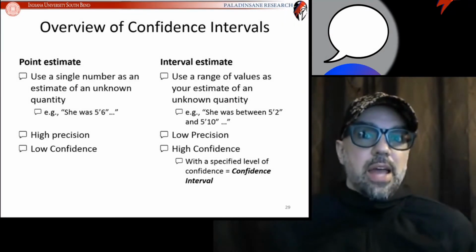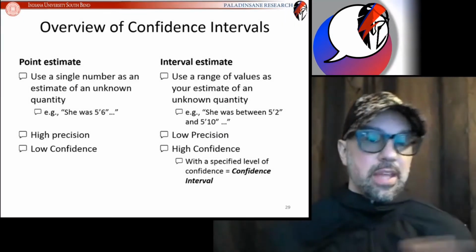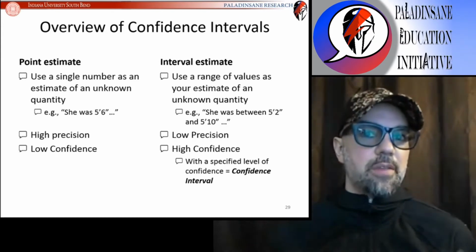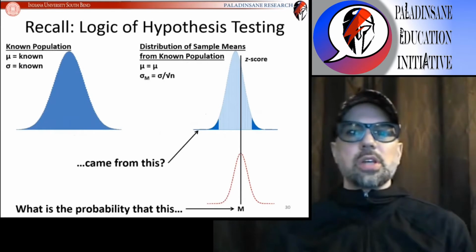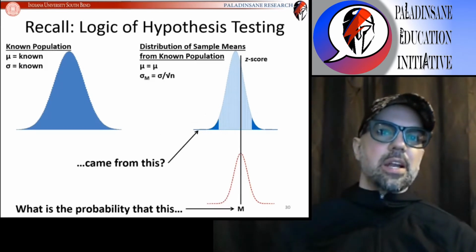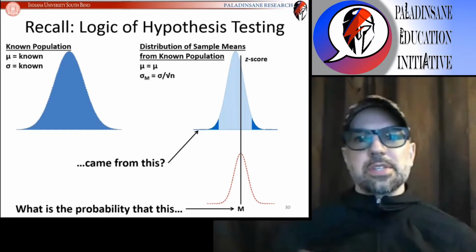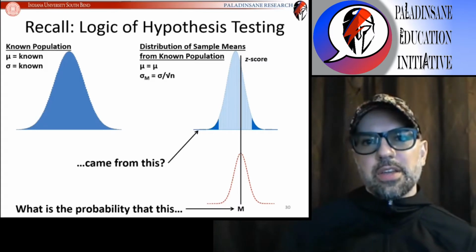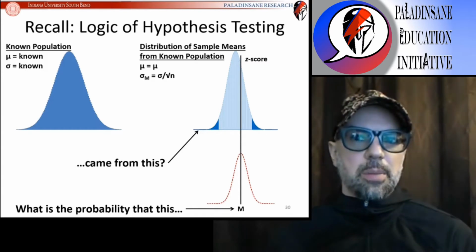So how do we get that confidence interval, that interval that we can have a certain degree of confidence in? Well, it goes all the way back to hypothesis testing. And what we've seen in hypothesis testing, and usually what happens with confidence intervals, is that they're only done after a significant result, after you reject the null hypothesis.